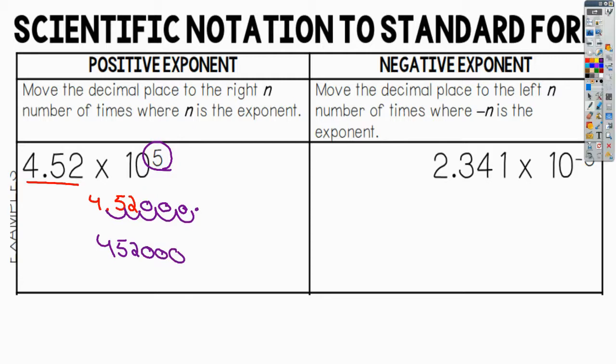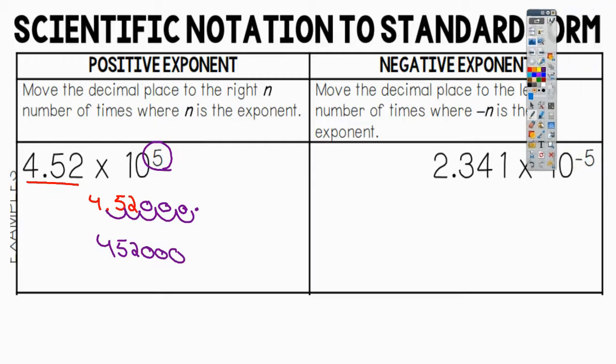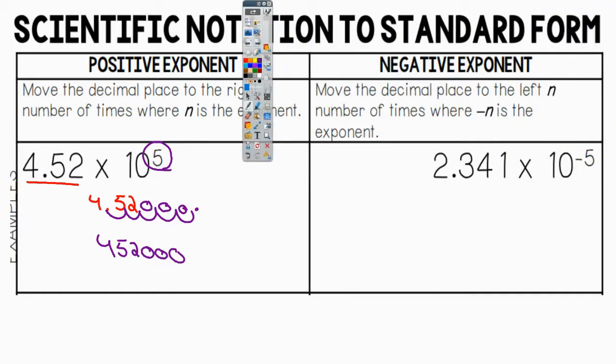Let's go look at a problem with a negative exponent now. I'll drag this over here. So here, once again, we have a number that's in between 1 and 10, and we have a power of 10. Notice our exponent here is a negative 5. First thing we always do is rewrite our number that's in between 1 and 10. So I'm going to give myself some room. 2.341. Now, the exponent is a negative 5. So that means I'm going to move my decimal place left 5 spots.